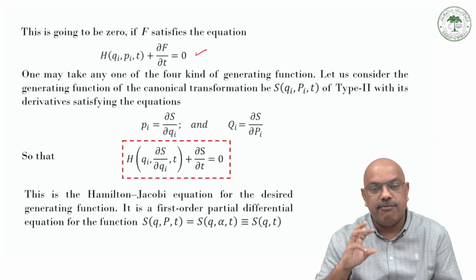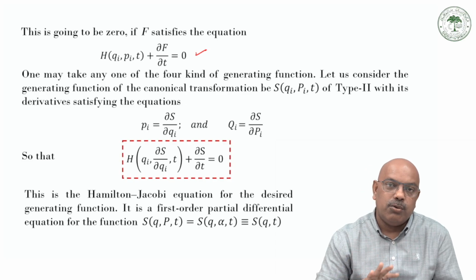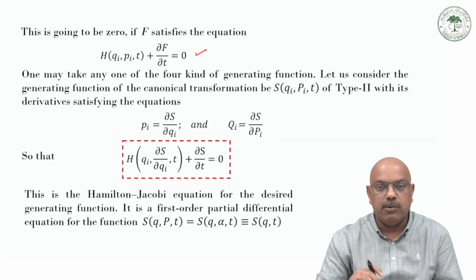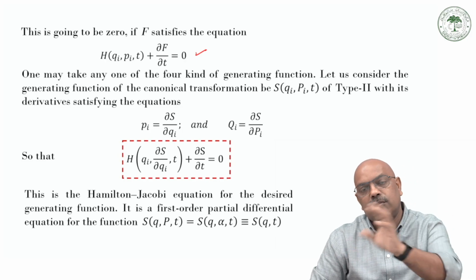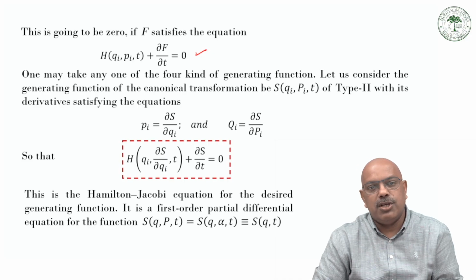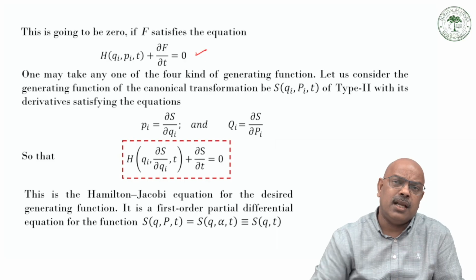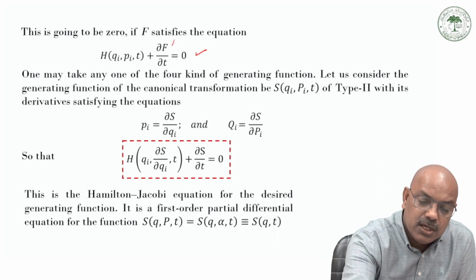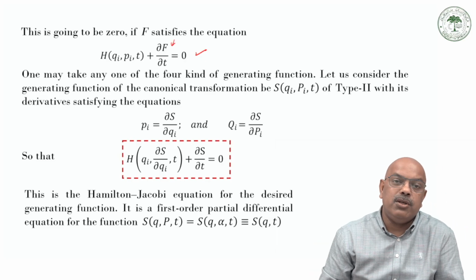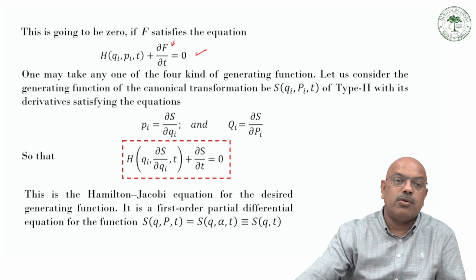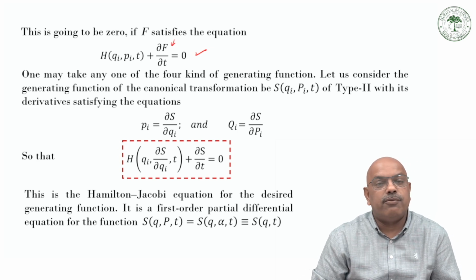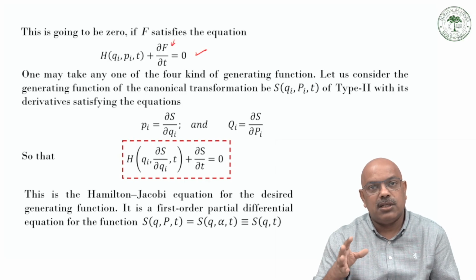So you will see that F here is the generating function. Whenever you are doing a certain transformation, you need a generating function. If transforming from one set of coordinates to a second, you need a transformation equation, and to generate that transformation, you need a generator. So F is playing a role here. So here also we are transforming, so we need a generator. You may choose any of the four kinds, because in canonical transformation there are four types of generators available. So then you can choose any of them.